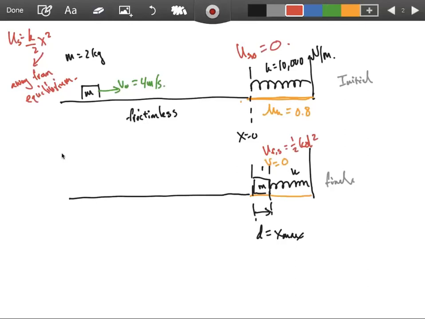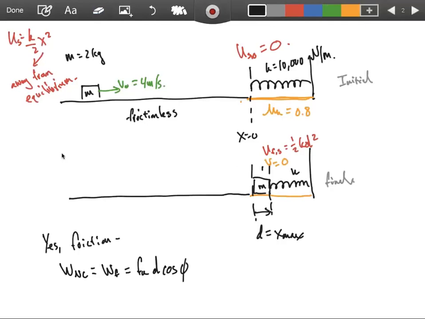Step number 3, do we have any non-conservative forces? In this case, the answer is yes, I have friction. And then what is the work done by that? So the work done by my non-conservative force is equal to my work done by my friction force, which is equal to the friction force times the distance over which the friction has acted, which is the same as the compression distance d, since the friction starts underneath of the spring, times cosine of the angle between the two. We'll call that the angle phi.